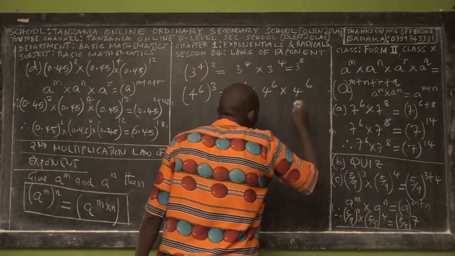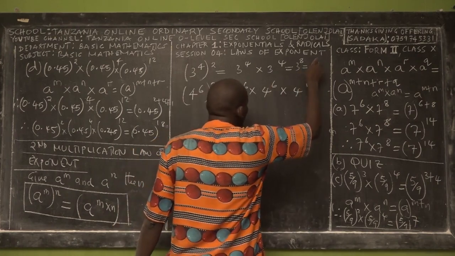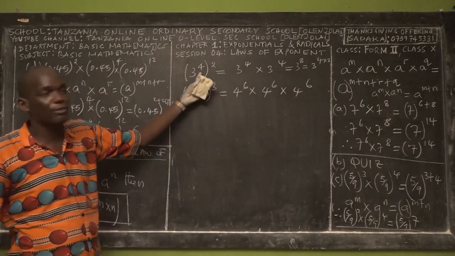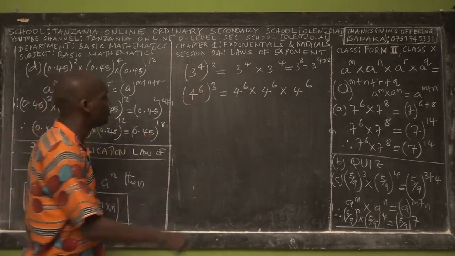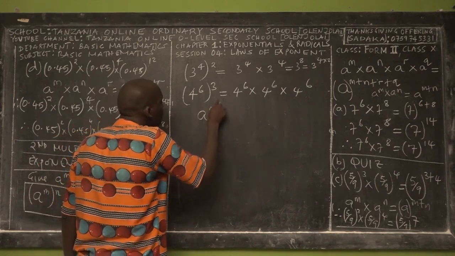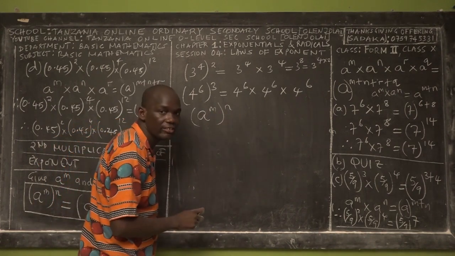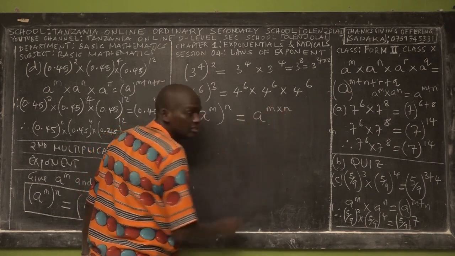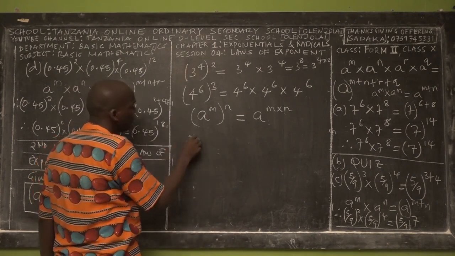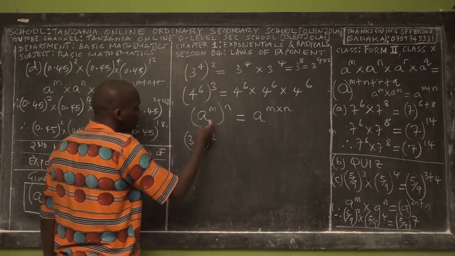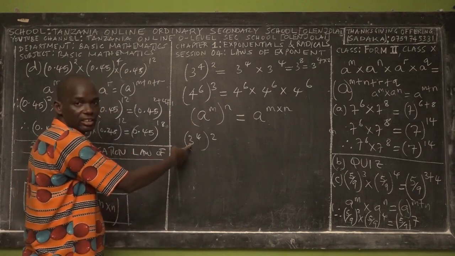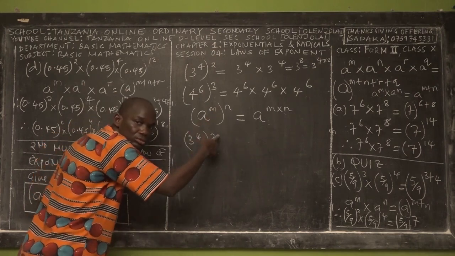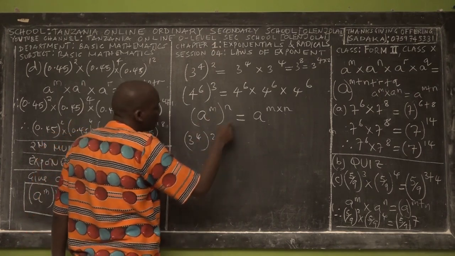But according to the new law, which I told you right now, we take 3 power 4 times 2. What does it mean? The new law is (a power m) raised to power n, which is equal to a power m times n. If I take 3 power 4, then 2, it means a is equal to 3, m is equal to 4, n is equal to 2. So if you write the expanded form, you'll get this one.